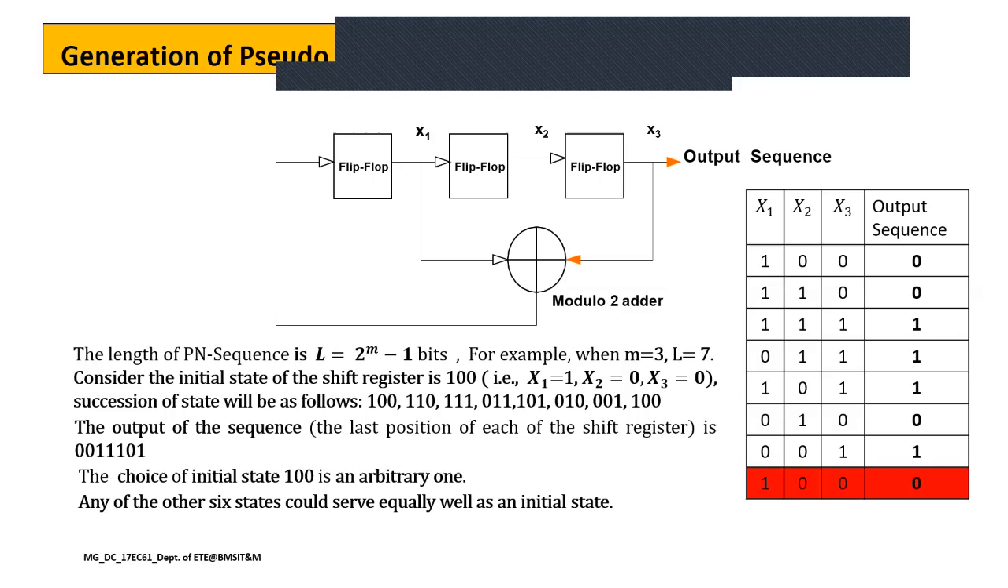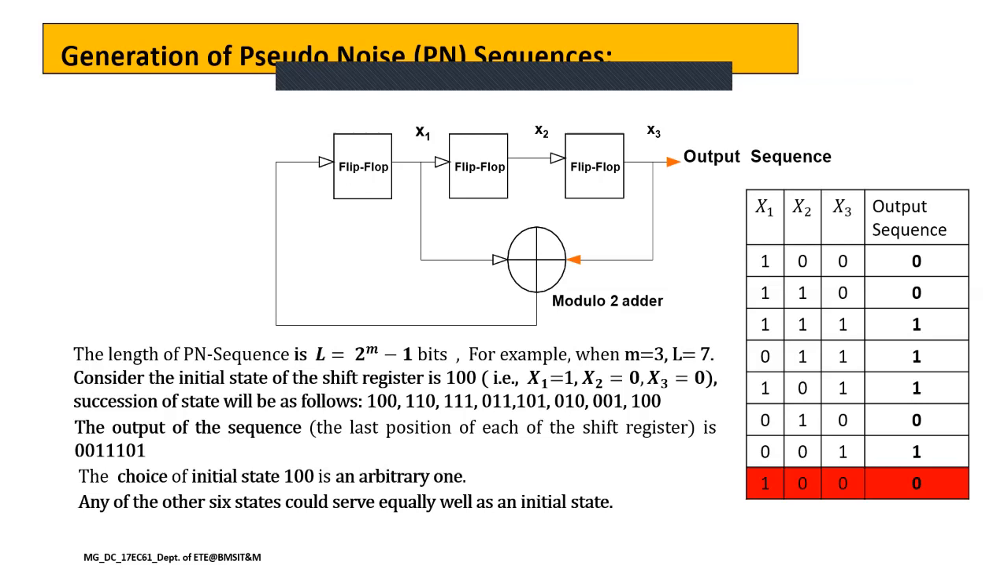As I said, any of the other 6 states can be taken as the initial state, and will be able to generate the pseudo noise sequence. So with these 3 flip-flops, I will be able to get 7 different sequences. For each state, 1 sequence I get. So if I take 110 as another initial state, I get another pseudo noise sequence.